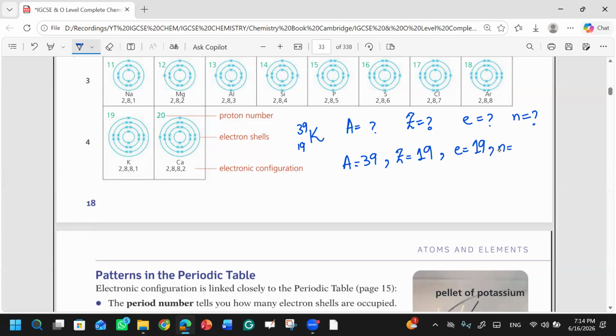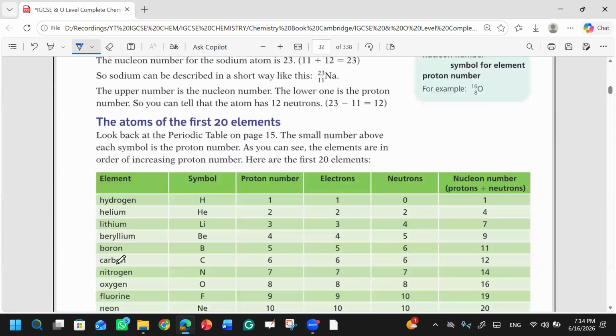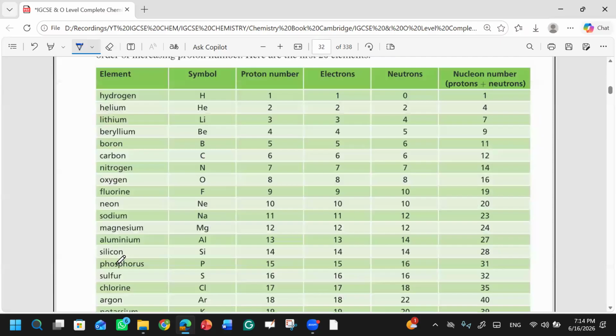What about neutrons? For neutrons you subtract the proton number from the mass number. So it will be 20. Okay, cool. Great.